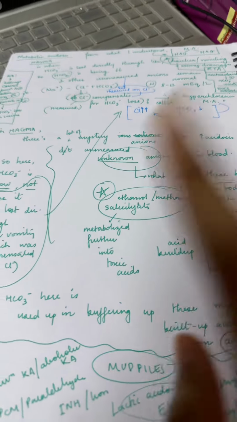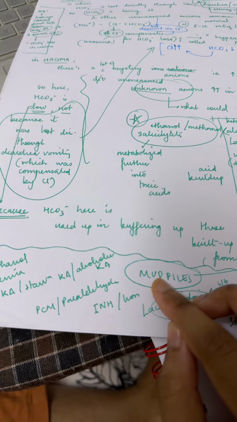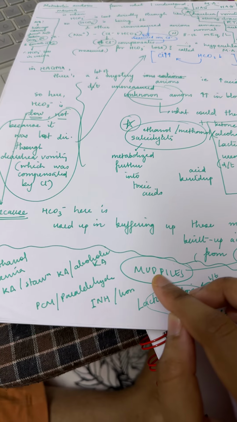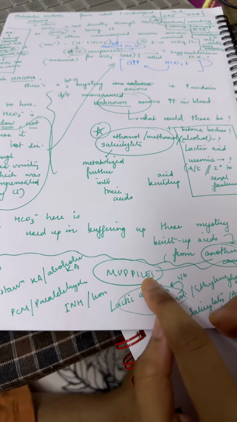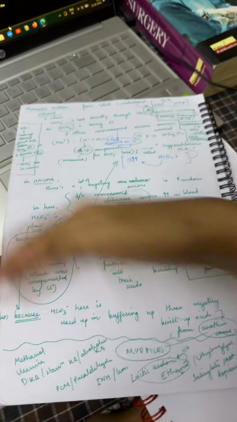All this acidotic stuff can actually be remembered with the help of the mnemonic MUDPILES. It includes methanol, uremia, DKA or starvation states, ketoacidosis and alcoholic ketoacidosis. We can have paracetamol or paraldehyde. Isoniazid or iron can also cause it. Lactic acidosis, we'll have ethanol or ethylene glycol. Remember S for aspirin or salicylates or ASA. So that's metabolic acidosis for you.